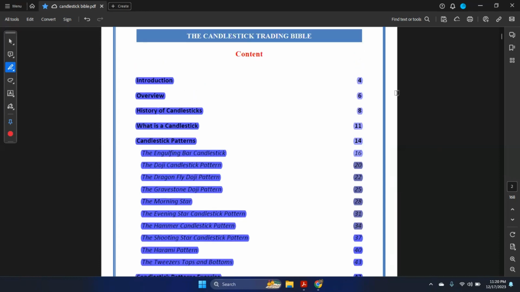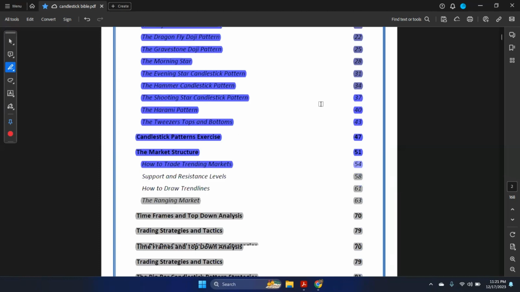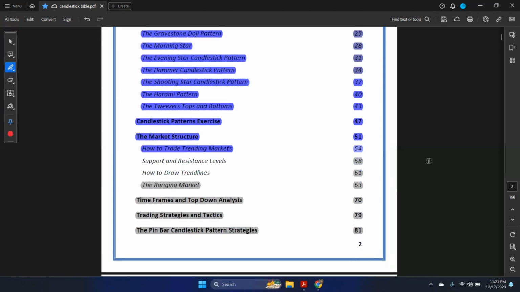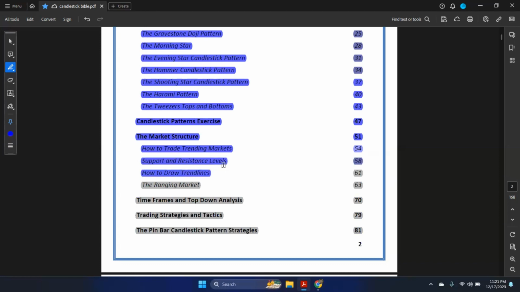Of course, we've already gone through the introduction, the history of candlesticks, what candlesticks are, the candlestick patterns and then the psychology behind them. We went over market structure and how to trade trending markets. So today we're going over two things: support and resistance levels and how to draw trend lines. All right, so let's get into it.